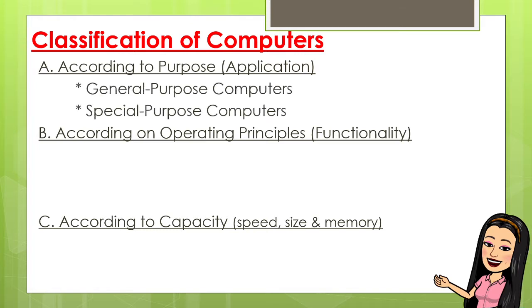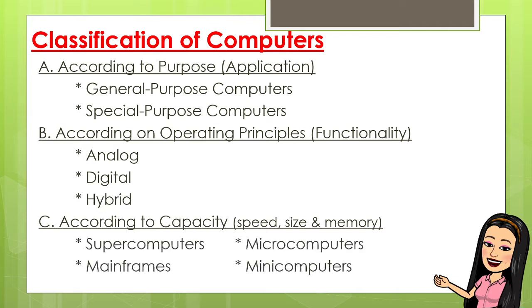When we are talking about according to purpose or application, it is categorized in two: the general purpose computers and the special purpose computers. Based on operating principles, it can be analog, digital, and hybrid. And according to capacity, speed, size, and memory, it can be supercomputers, mainframes, microcomputers, and mini computers. So to continue, let's watch this video first.